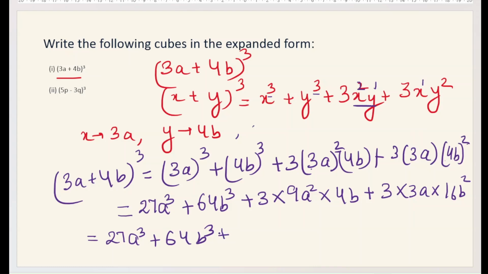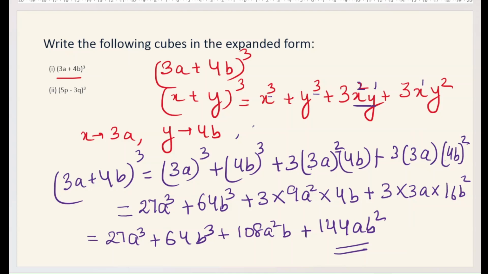plus 27 multiplied by 4, that is equal to 108a square b, plus 3 multiplied by 3 is 9, 9 multiplied by 16, that is equal to 144ab square. That is your answer. Okay.